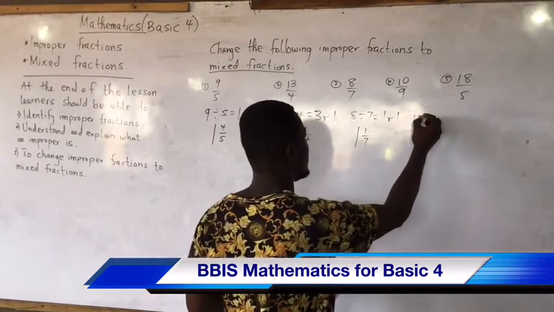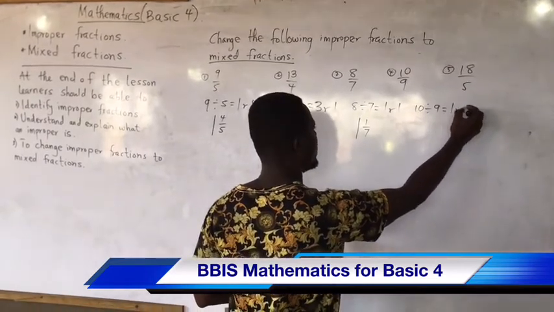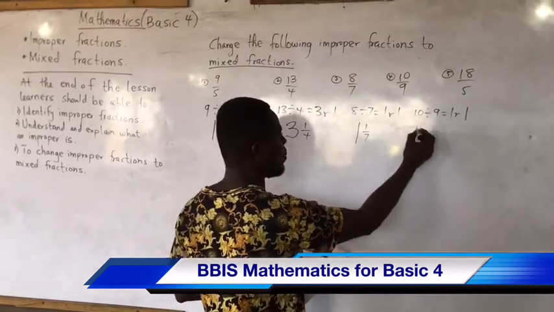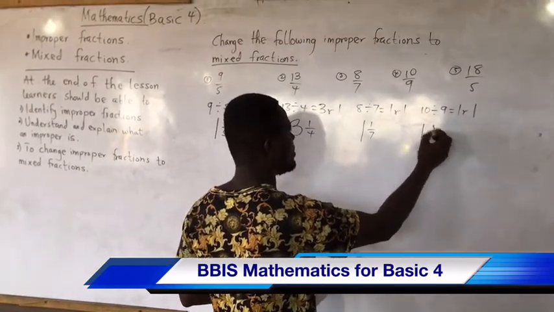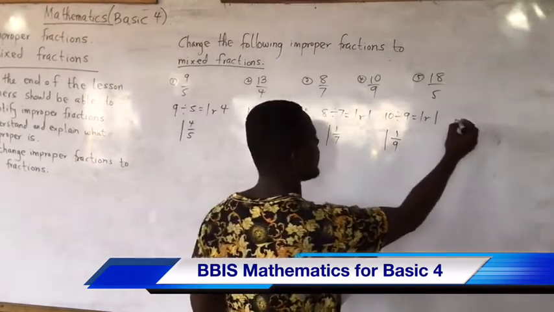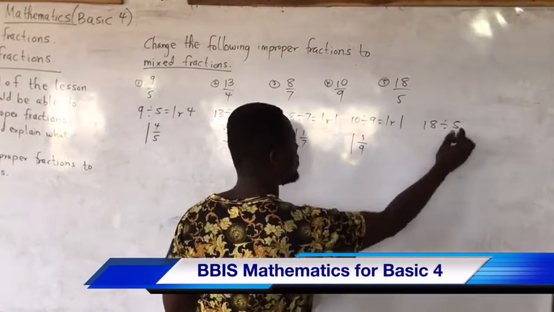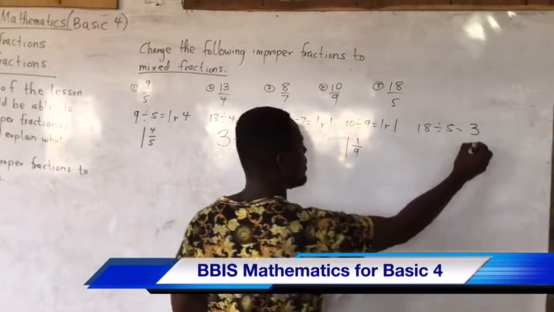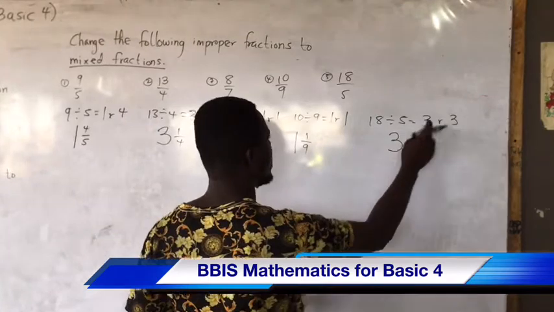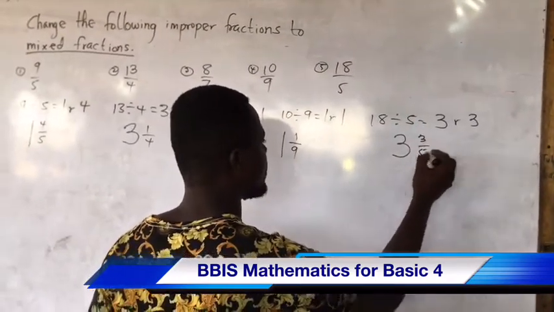Question 4, 10 divided by 9. Each person is going to get 1, remainder 1. So we have 1 whole number, and 1 divided by the denominator, which is 9. Then finally, if 5 people are to share 18 mangoes, each person is going to receive 3, remainder 3. So we have 3 whole, then we divide the 3 by the denominator, 3 divided by 5.